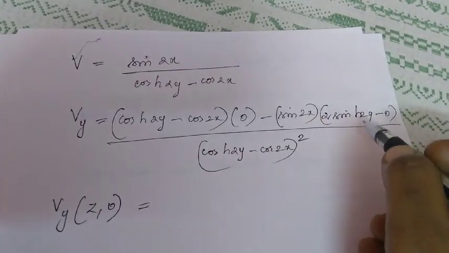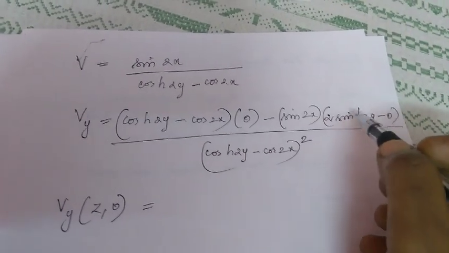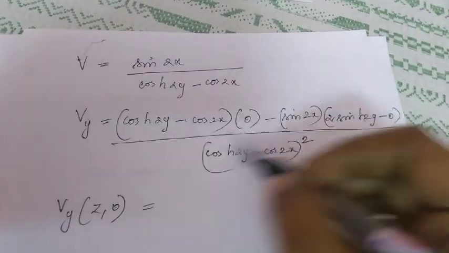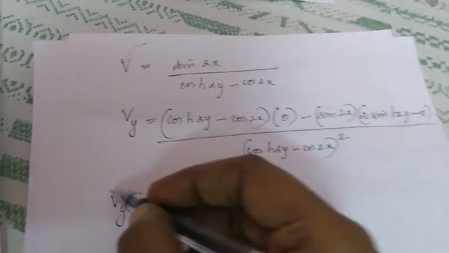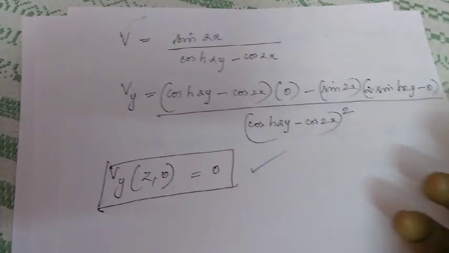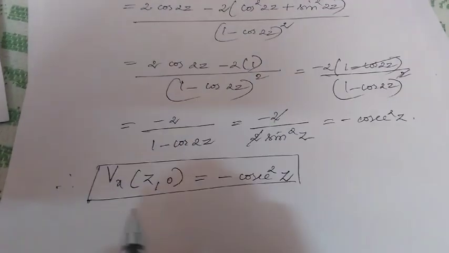And in the second term, if you substitute y as 0, sin 0 is 0. So the second term is fully 0, and therefore the total answer we will get is 0. Vy of z comma 0 is 0. So now we found Vy of z comma 0 as 0, and already we found out Vx of z comma 0 is minus cosecant square x.